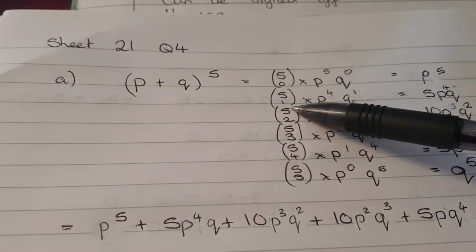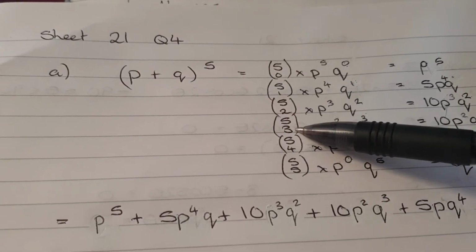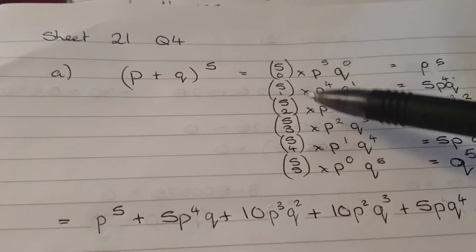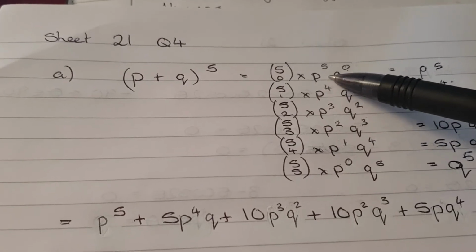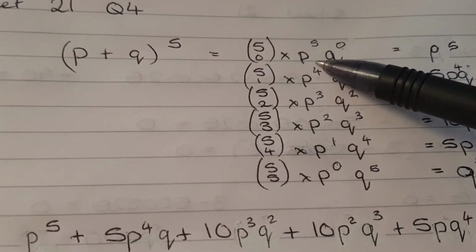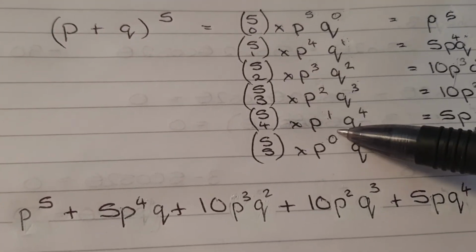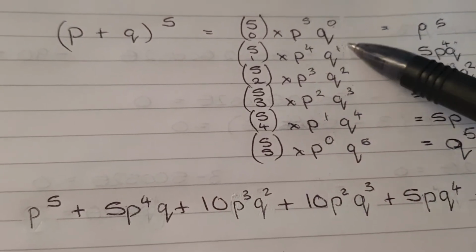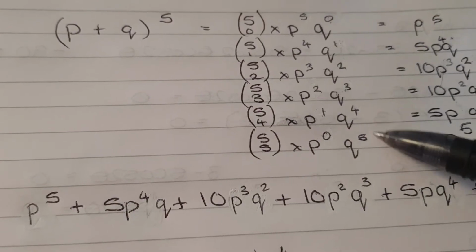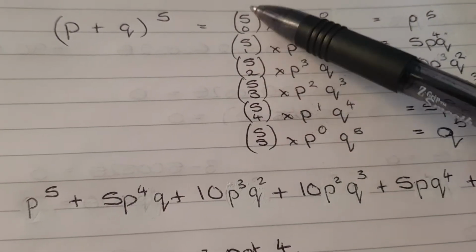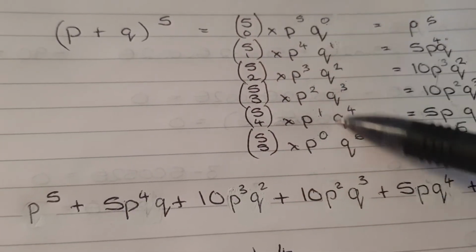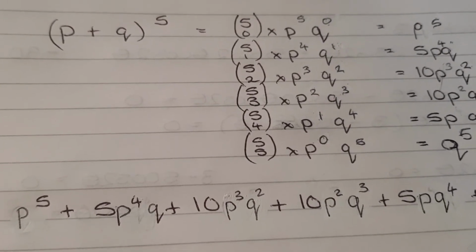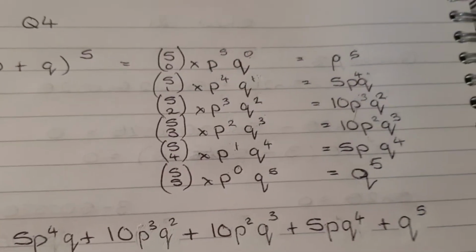5 choose 0, 5 choose 1, 5 choose 2, choose 3, choose 4, choose 5. Then I start with my powers of p to the 5, 4, 3, 2, 1, 0, and then q to the 0, 1, 2, 3, 4, 5. I always work like that, listing one, listing the next, listing the other. I just find it's easier in that I don't make a mistake.